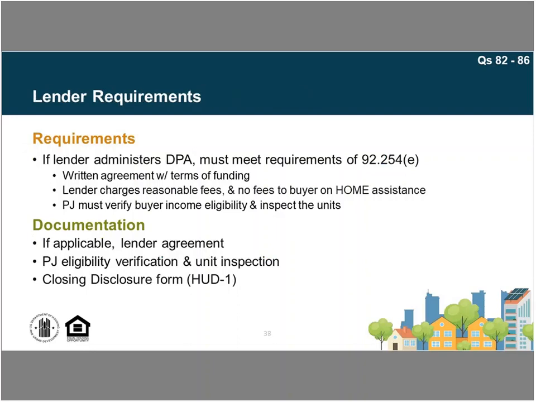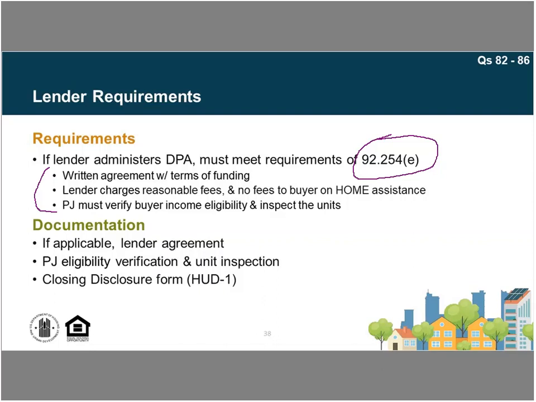So Monty did refer to this early on when he was mentioning the different regulatory requirements. So if a lender is under contract to administer the home down payment assistance, there are certain lender requirements that are put in place. These are the actual requirements that are identified in 92.254(e). So there has to be a written agreement with terms of funding. So we want to identify what is that form of funding, is it a loan, is it a grant, what's the form, and the amount of homebuyer assistance, and are there any additional conditions put on that.